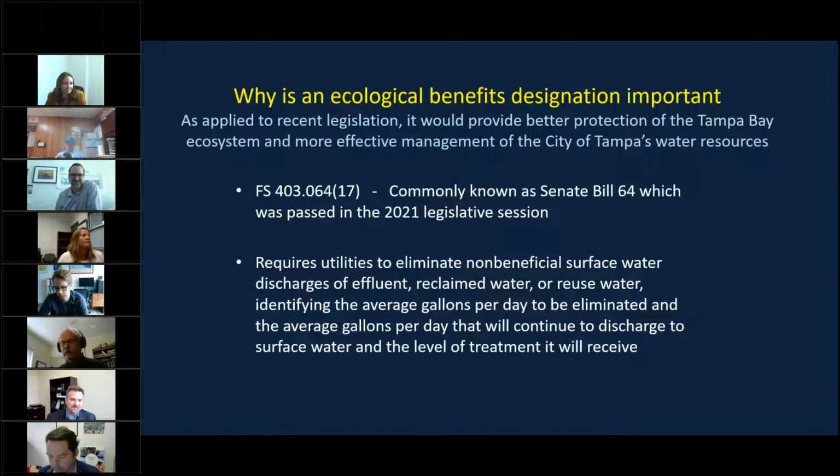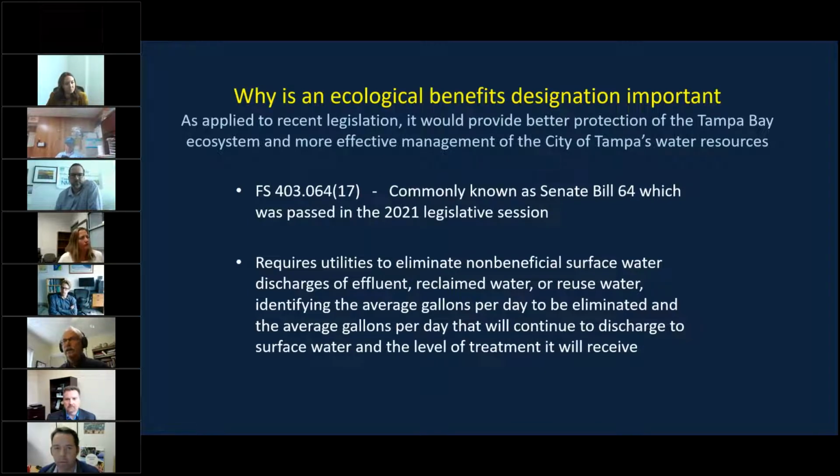The proposal for an ecological benefits designation by FDEP is a response to legislation that was passed in 2021, often referred to as Senate Bill 64. As stated in the blue text up at the top of the page, I think an ecological benefits designation for the city's discharge of their advanced wastewater treatment plant would provide better protection of the Tampa Bay ecosystem and more effective management of the city of Tampa's water resources.